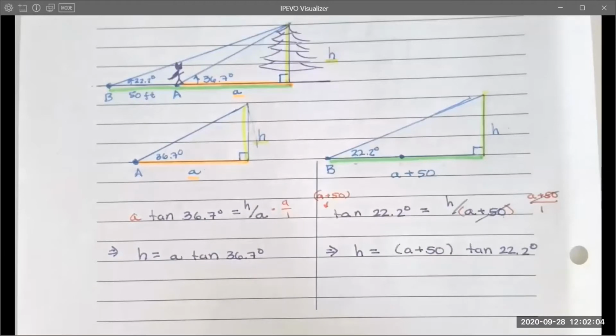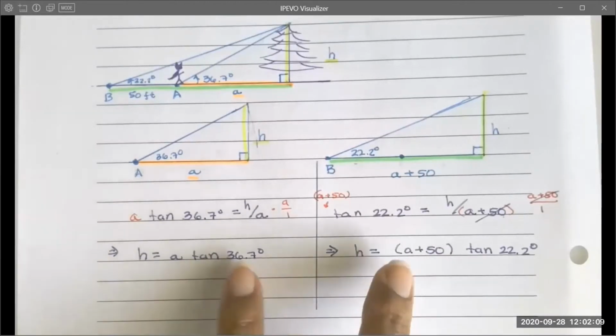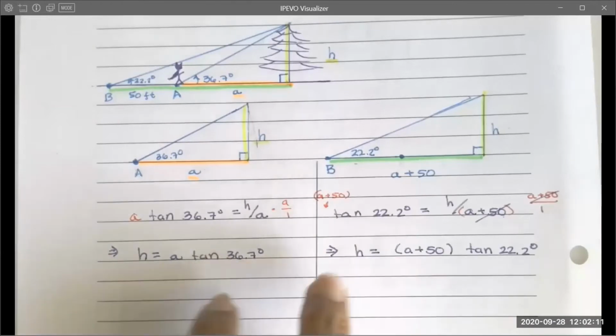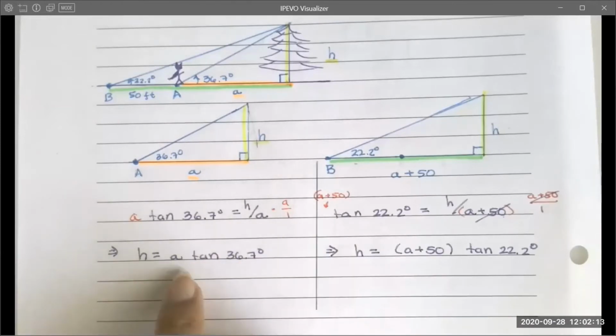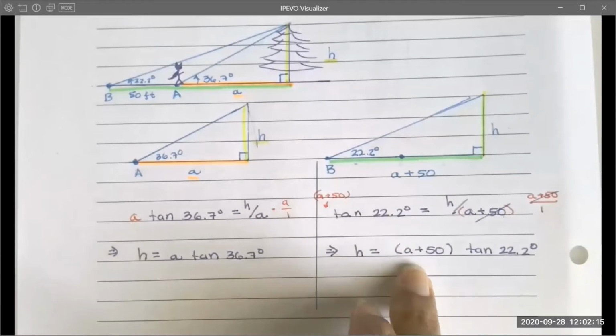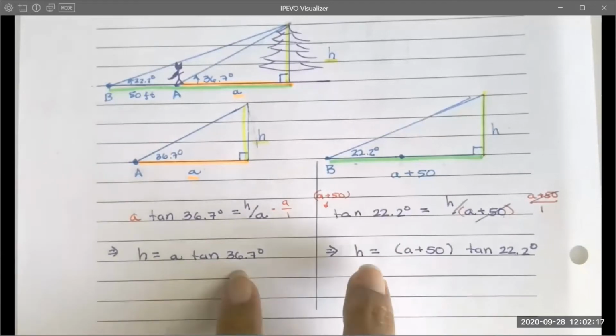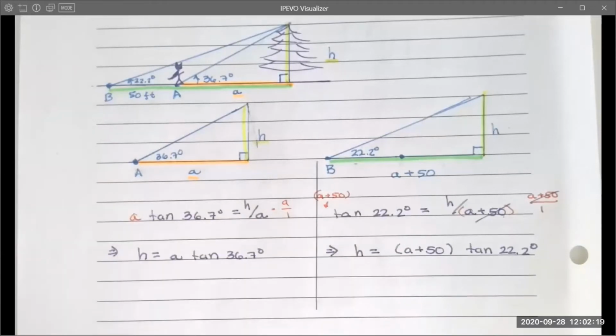All right, so what then? Well, now we have two equations. Both of them are dealing with H, but we also have an unknown A as part of each equation. Now, because we have two equations with two unknowns, from algebra, we know that makes a system of equations and that we should be able to solve it.